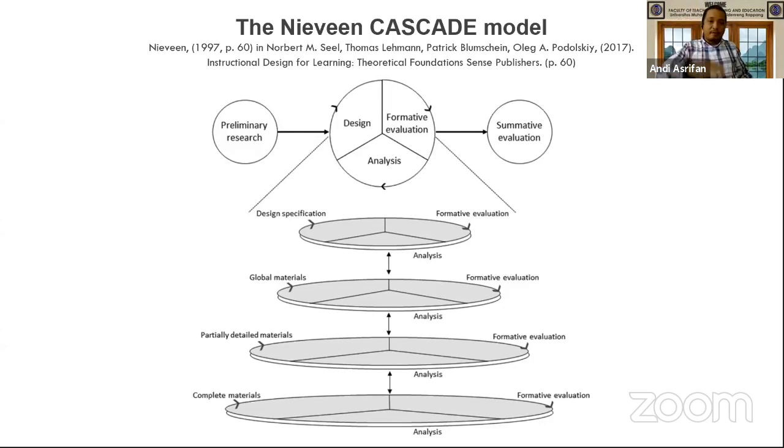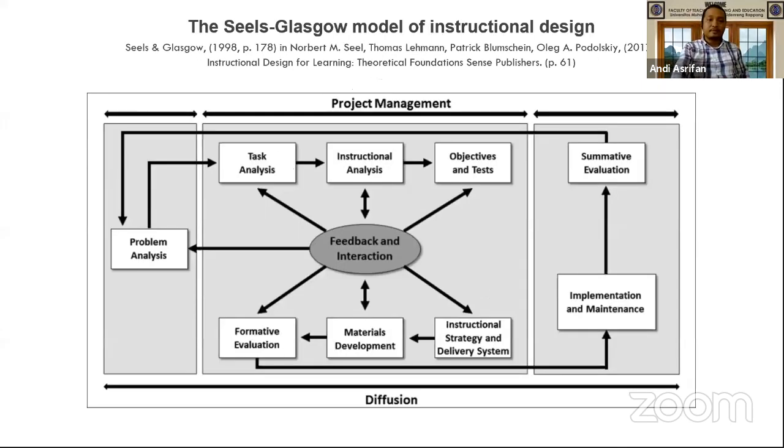But in the middle, we design, we analyze, we do the formative evaluation, four steps before we do the summative evaluation. The next model here is the Seels and Glasgow model. We start from the problem analysis, and then we have feedback and interaction among the task analysis, instructional analysis, objectives and test, instructional strategy, material development, and formative evaluation. And the last we have the summative evaluation and implementation.